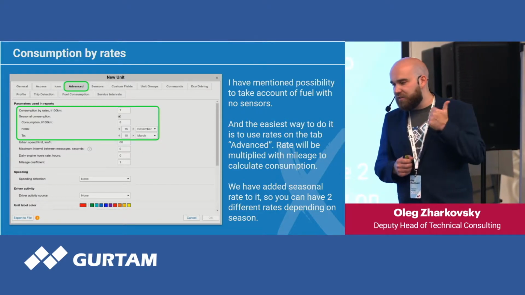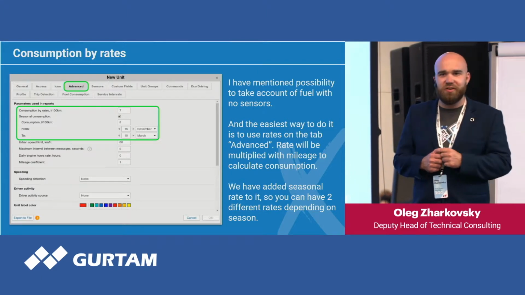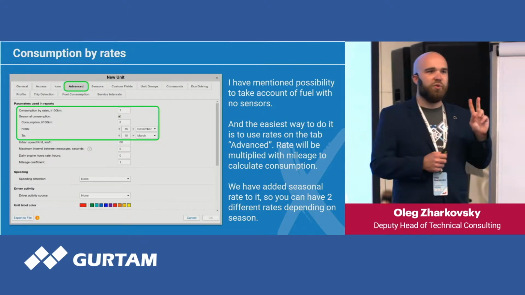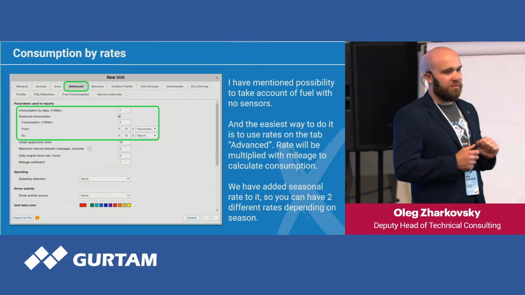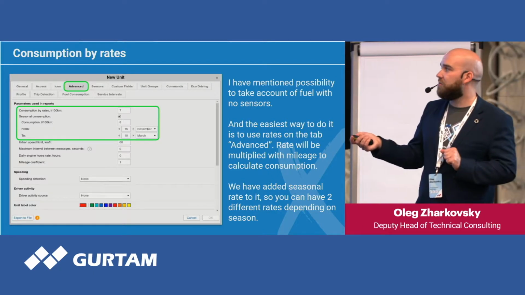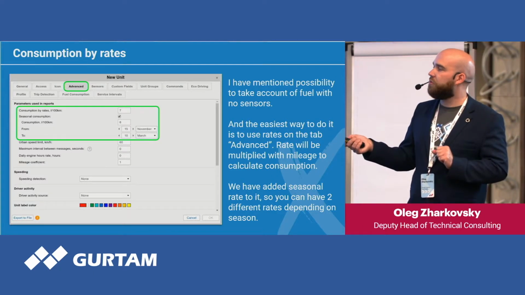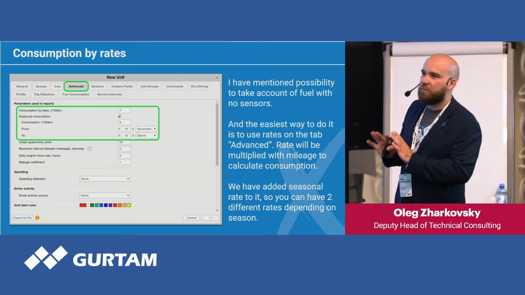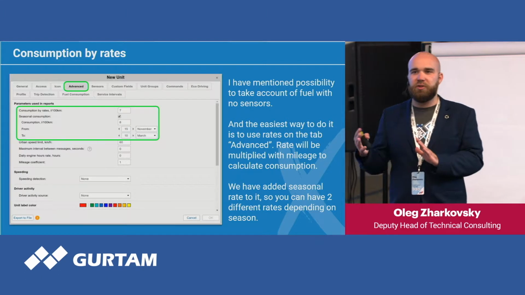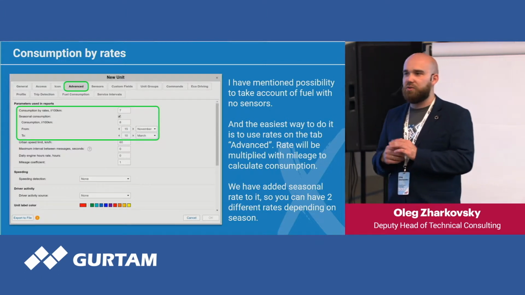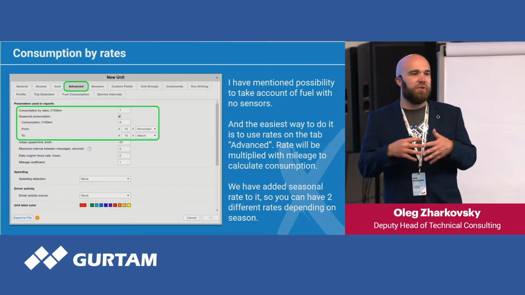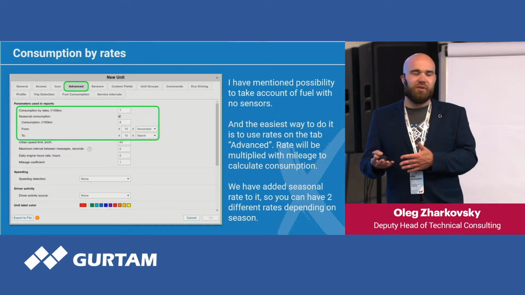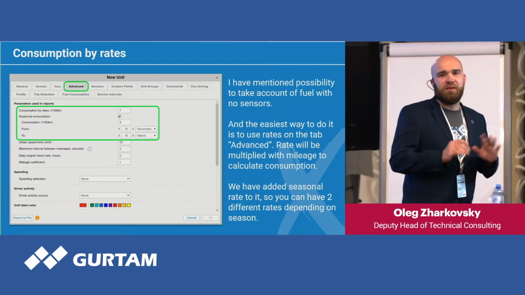Previously there was only one consumption rate here. But right now you've got two of them, the seasonal rate. So you can set up the season and two different rates. How it works: the system will just calculate the mileage and multiply it by the consumption rate. So you'll get the consumption for the interval without the FLS, at least the expected one.